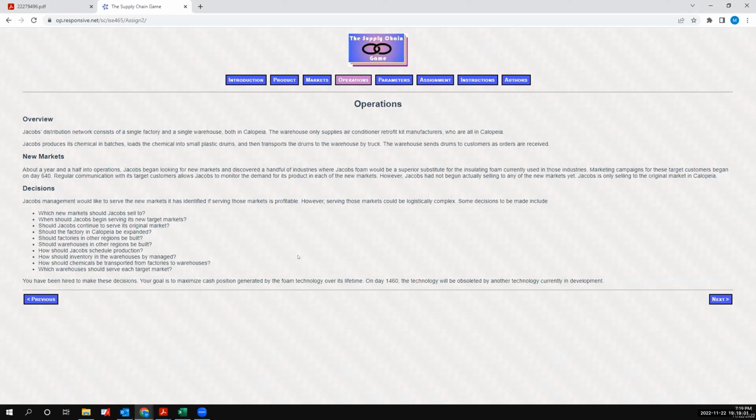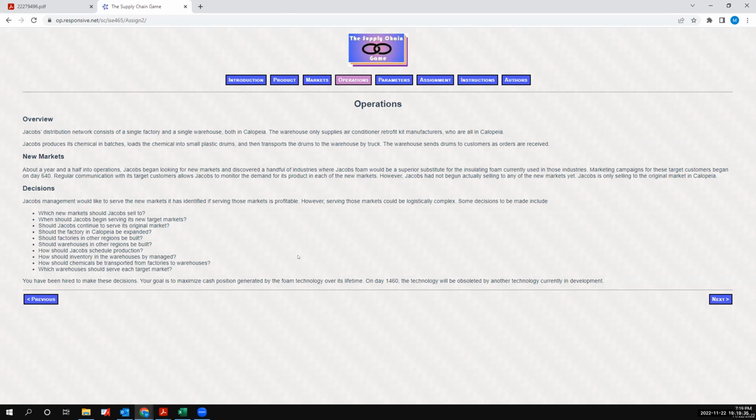Okay, so let's look at this overview. Jacobs' distribution network consists of a single factory right now and a single warehouse, both in Calopia, which you are familiar with, which is the setting that you had in the first part. The warehouse only supplies air conditioner retrofit kit manufacturers who are all in Calopia. Jacobs produces its chemical in batches, loads the chemical into small plastic drums, and then transports the drums to the warehouse by truck. The warehouse sends drums to customers as orders are received.